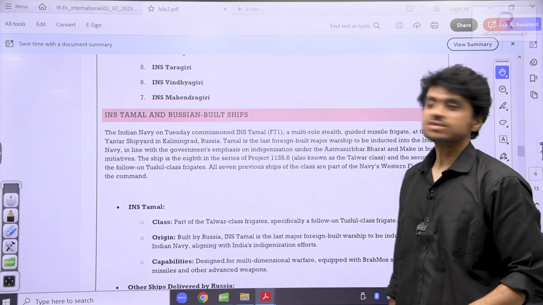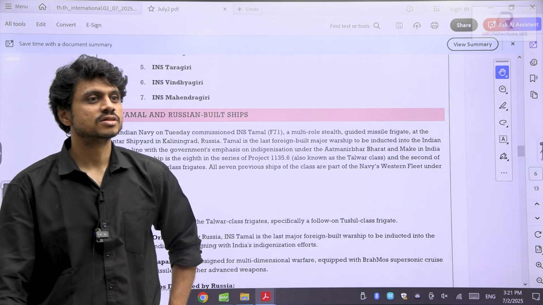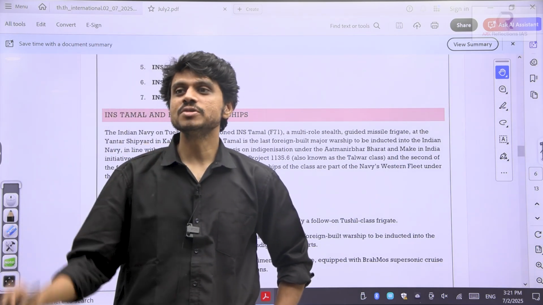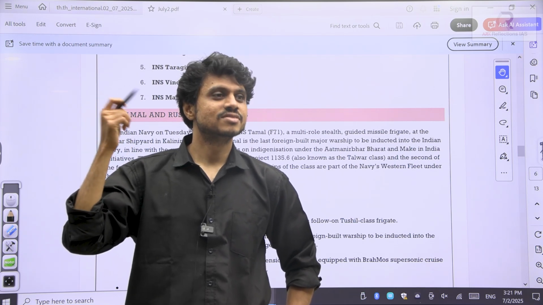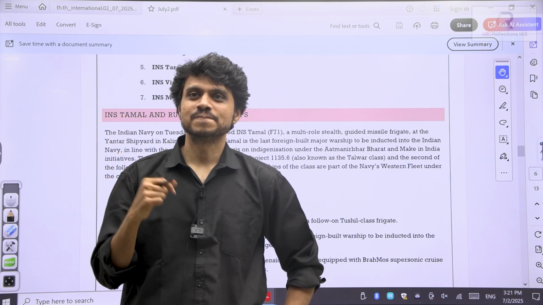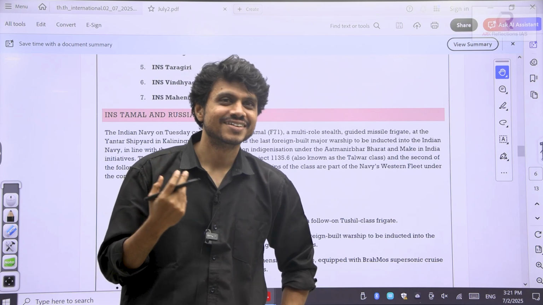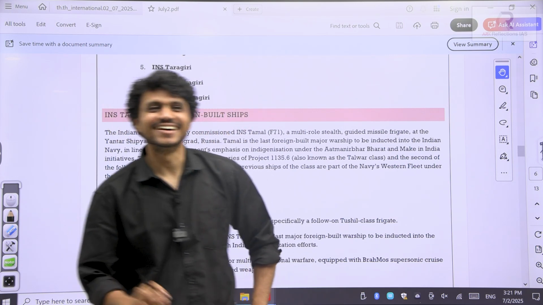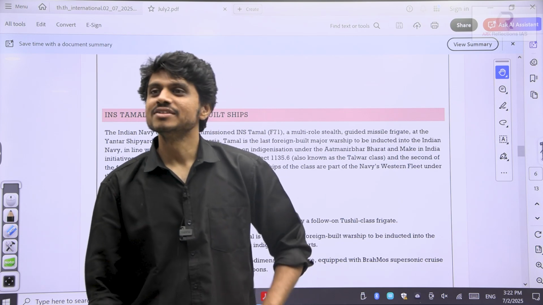INS Tamal we have discussed. Remember? From whom are we taking this? Russia. Where is it being developed, constructed? In Russia. Which place? It starts with K. Kaliningrad.